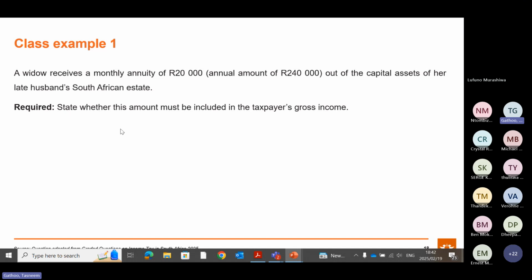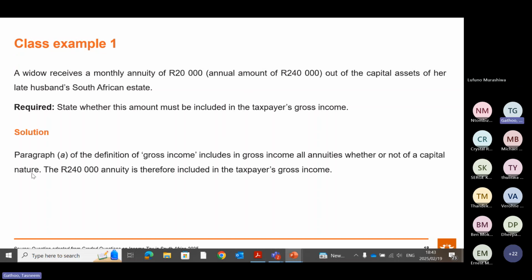What do you think? Should it be included in her gross income or not? Any takers? Okay, let's look at the solution. What does the solution say?